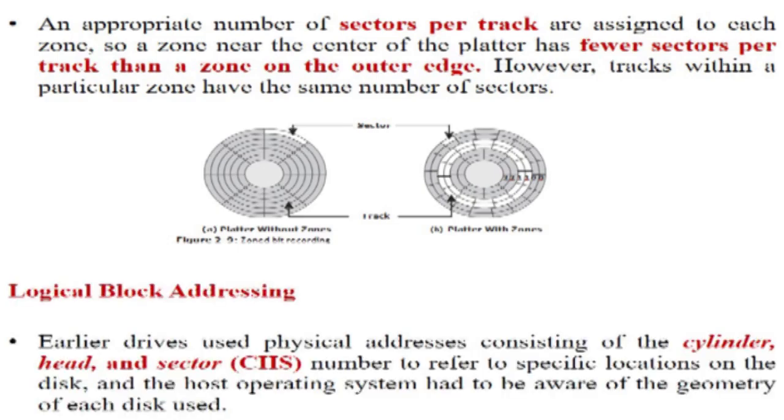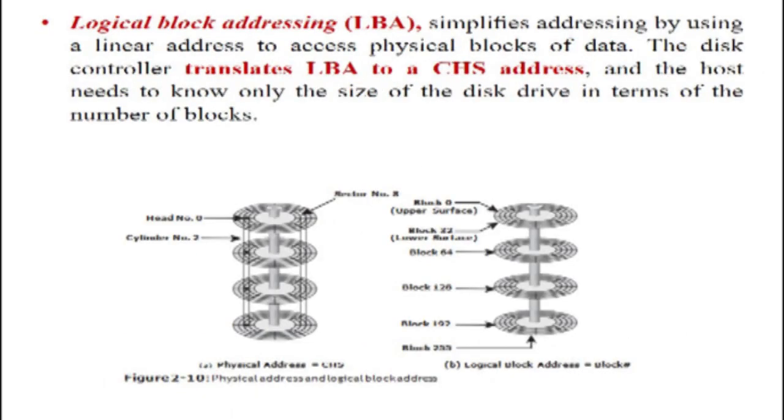Logical block addressing. Earlier drives used physical addresses consisting of the cylinder, head and sector number to refer to a specific location on the disk, and the host operating system had to be aware of the geometry of each disk used. Logical block addressing simplifies addressing by using a linear address to access physical blocks of data. The disk controller translates logical block addressing to a CHS address, and the host needs to know only the size of the disk drive in terms of the number of blocks.